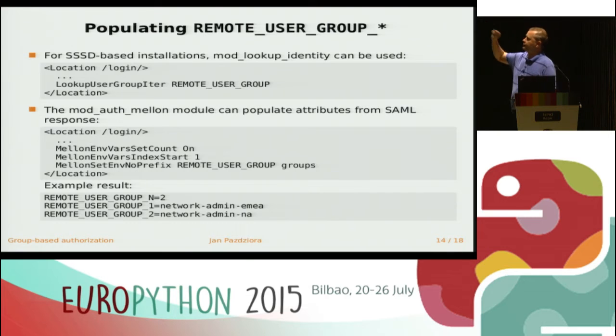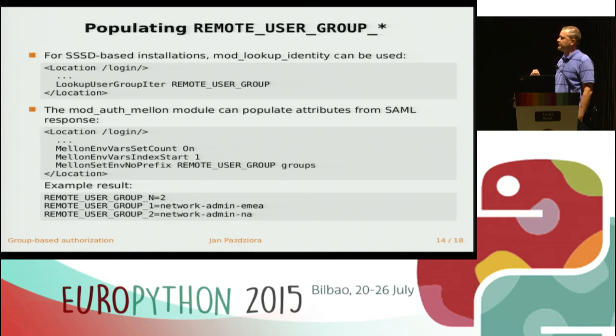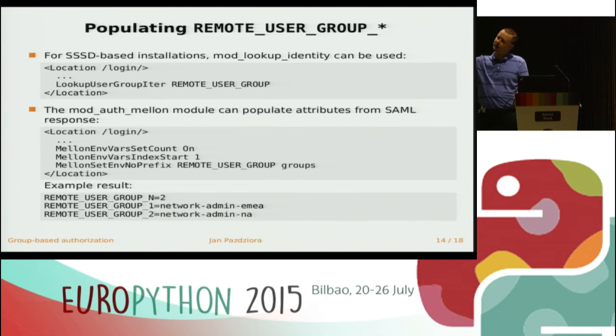And the way it is possible in mod auth mellon in the coming version that I hope will be released soon, is that it populates group_n so that you know how many groups are coming, and then you have those individual variables with separate names. Another possibility would be to have it just colon separated in one value. That's also a possible way to do it.